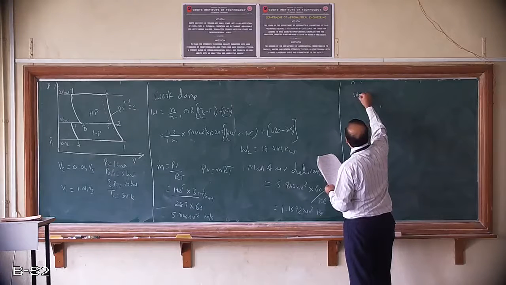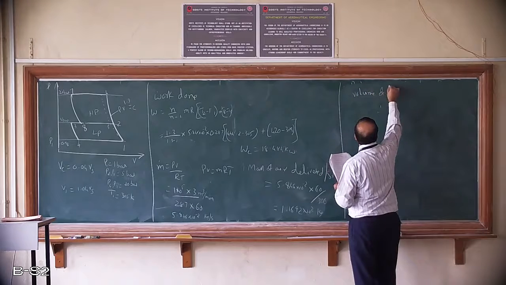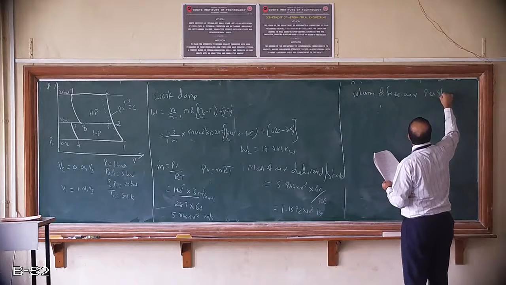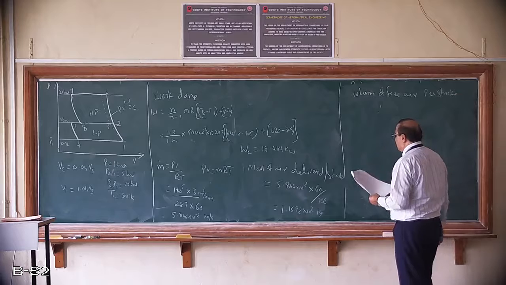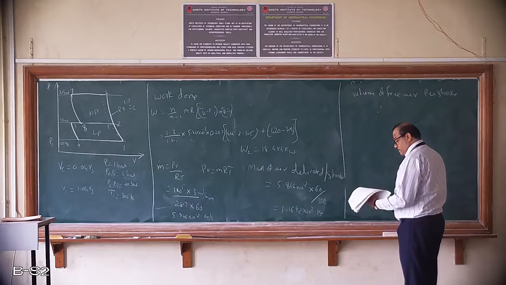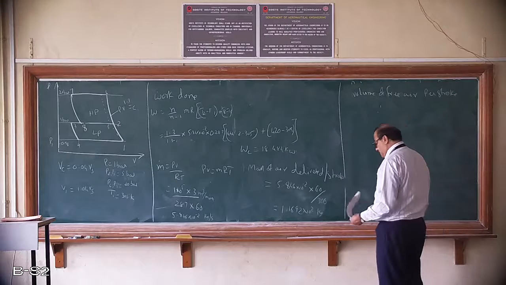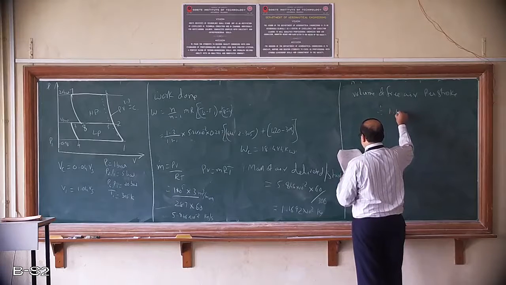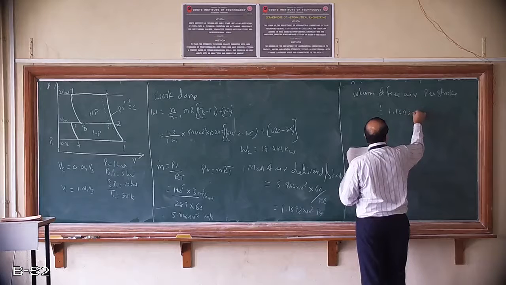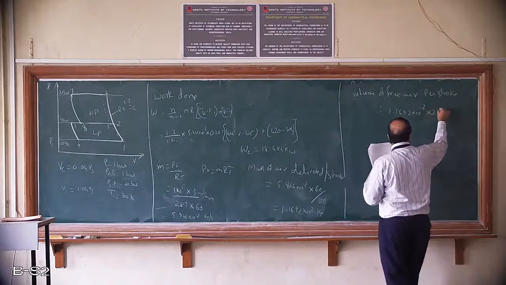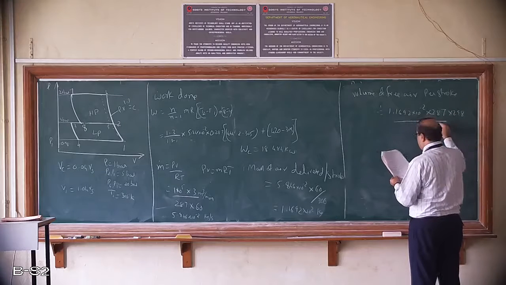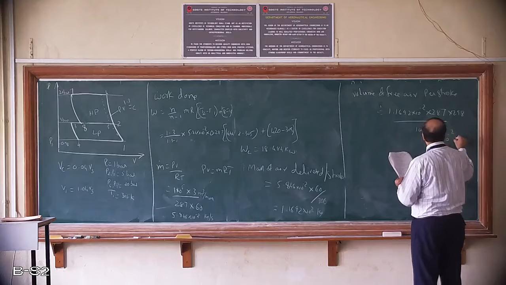So volume of free air per stroke, we want it. We have got it per minute. Volume, we have got it per second. So we want it per stroke. So this will be 1.1692 into 10 raised to minus 2 into 287 into 298 divided by 10 to the power of 5. We get it as 10 to the power of minus 2 meter cube.